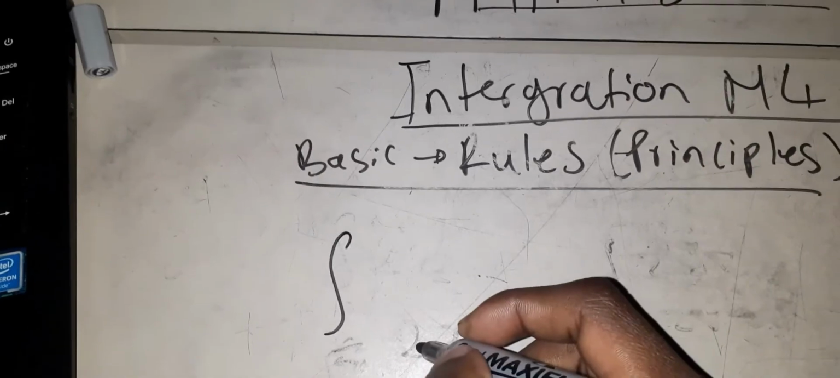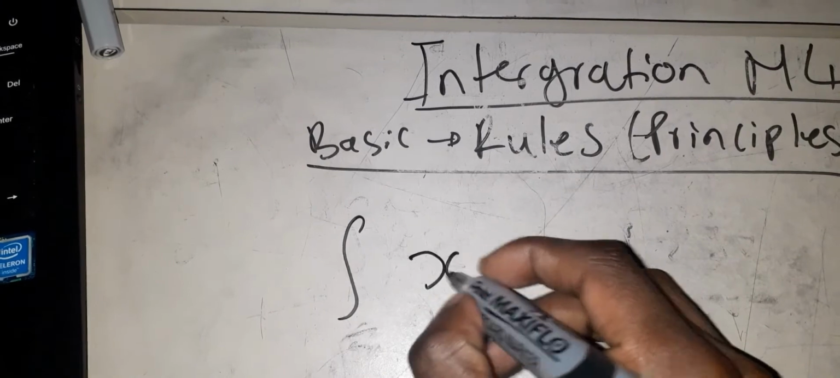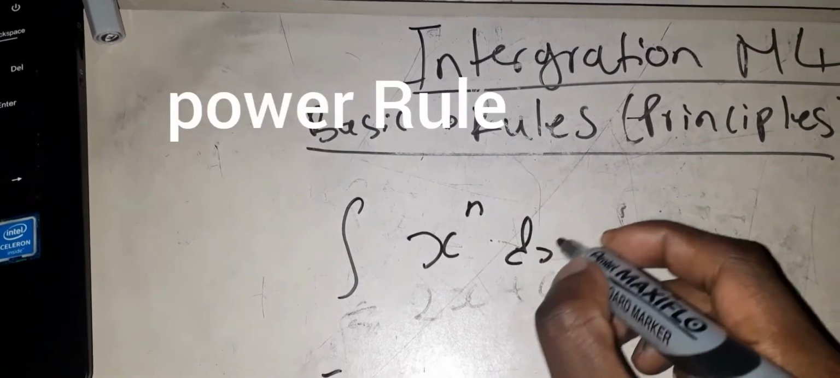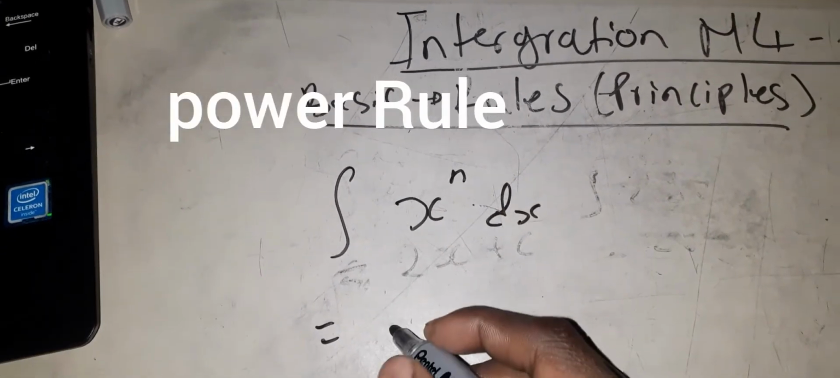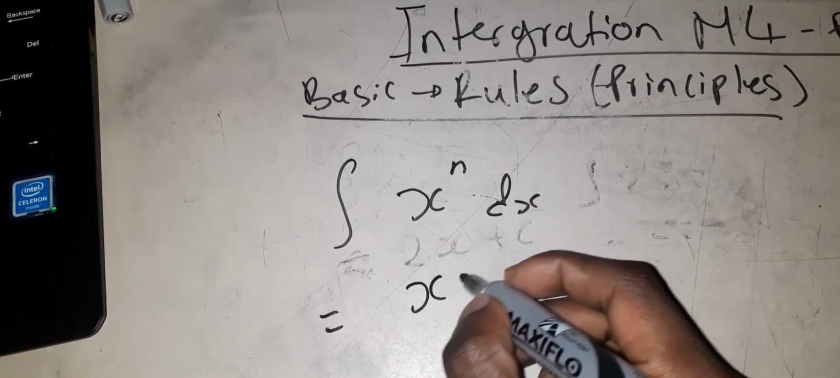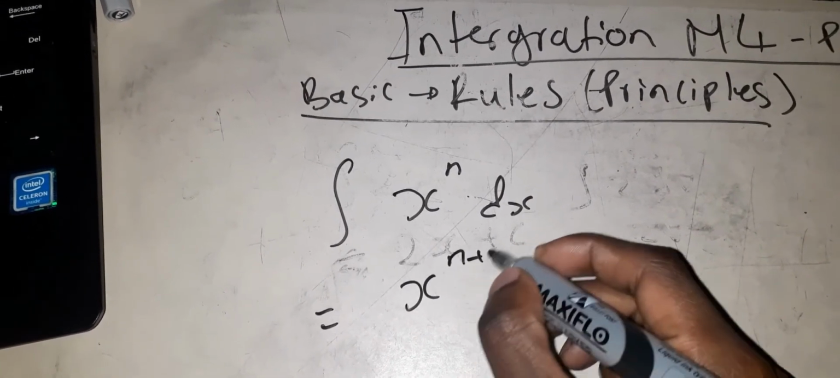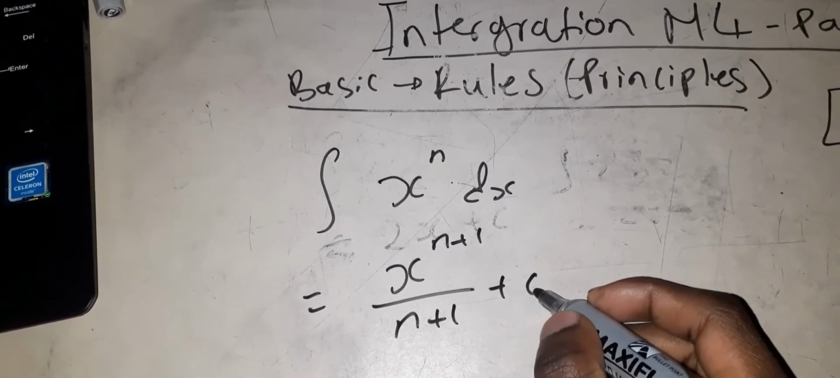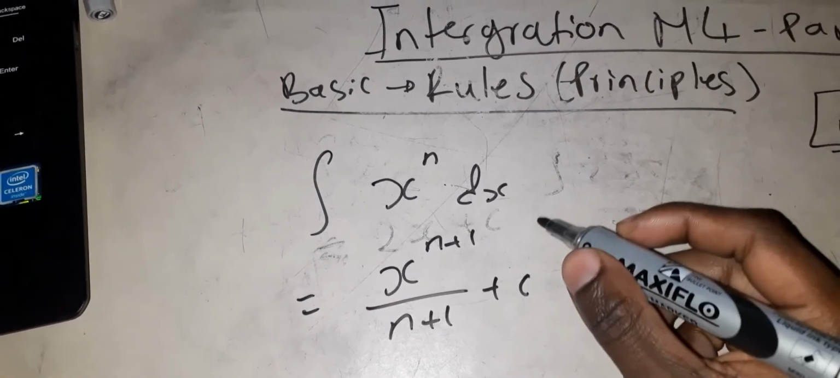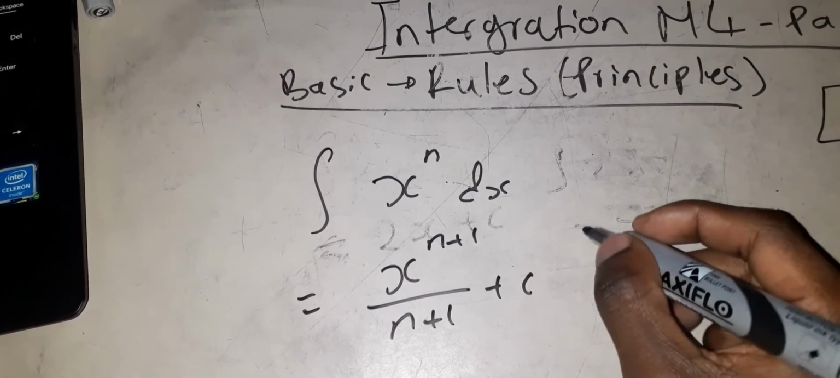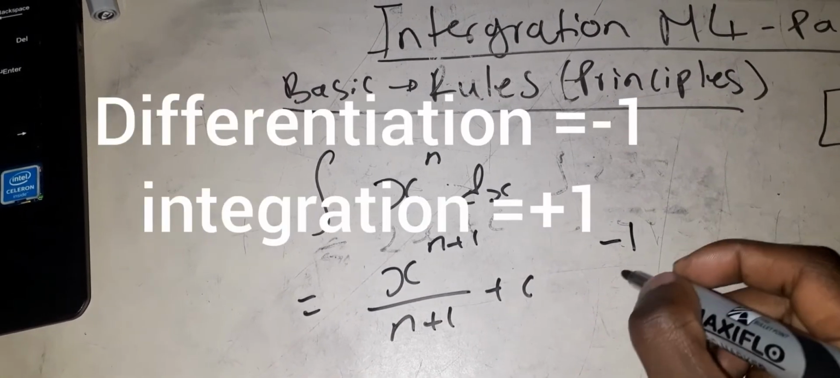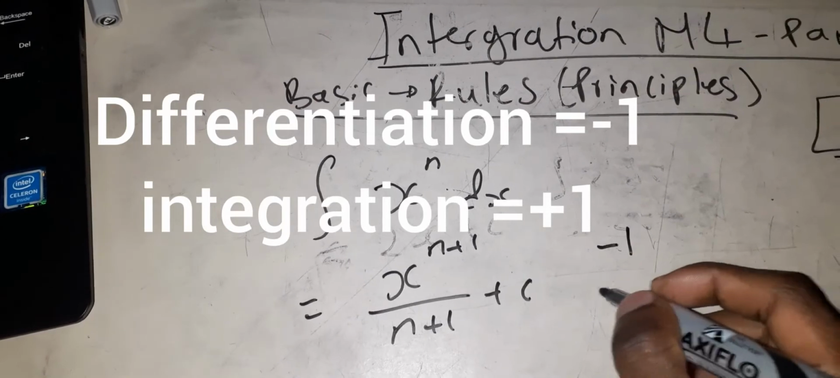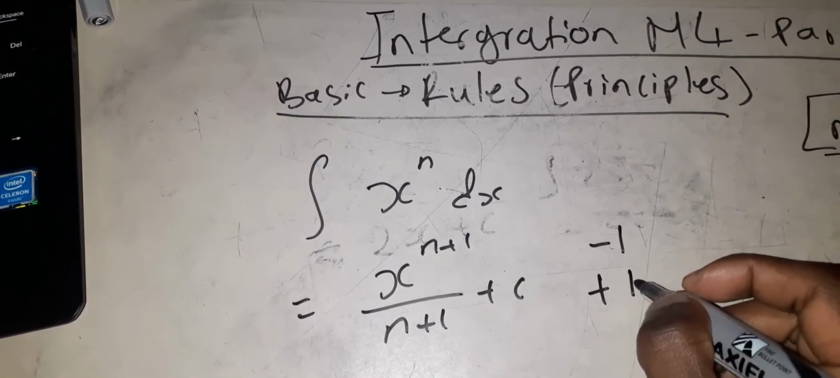Then let's look at something called the power rule. The power rule is basically when you have x to the power of a constant n, then you say x to the n plus 1 over n plus 1, then plus c. Remember I said we add the c after integrating. And there's one thing that I want you to know. In differentiation, we say minus 1. But here, because of the inverse, we just plus the 1.